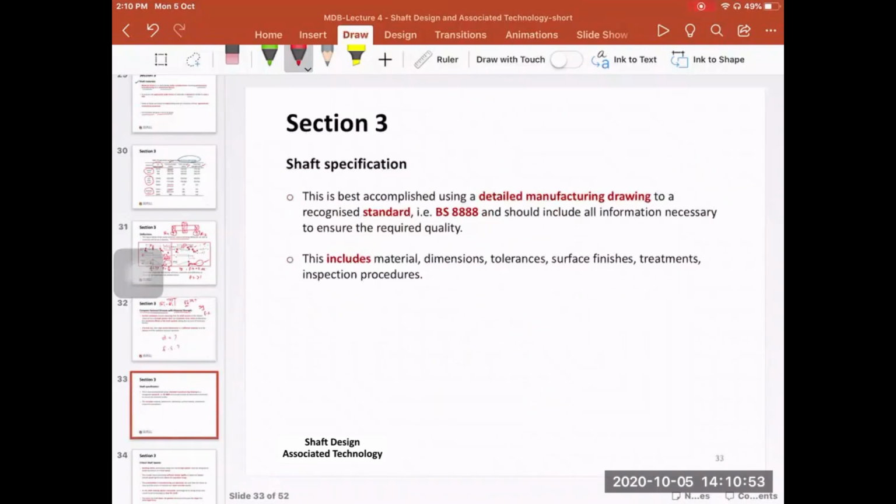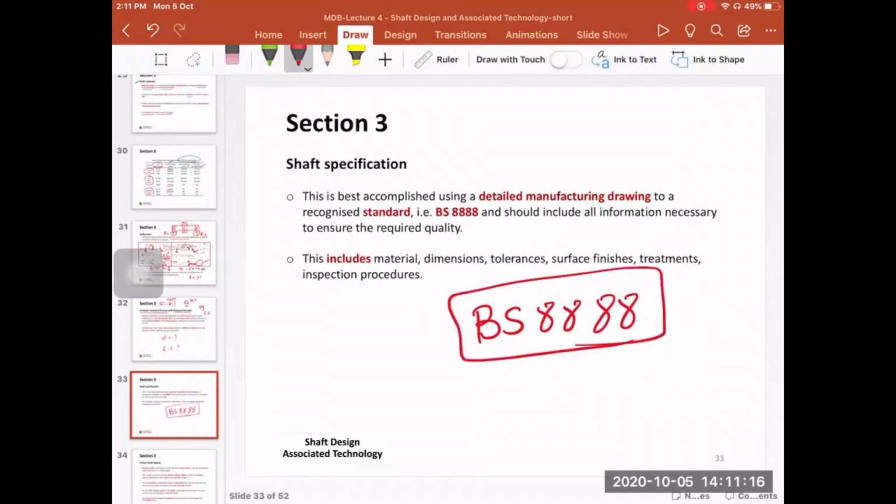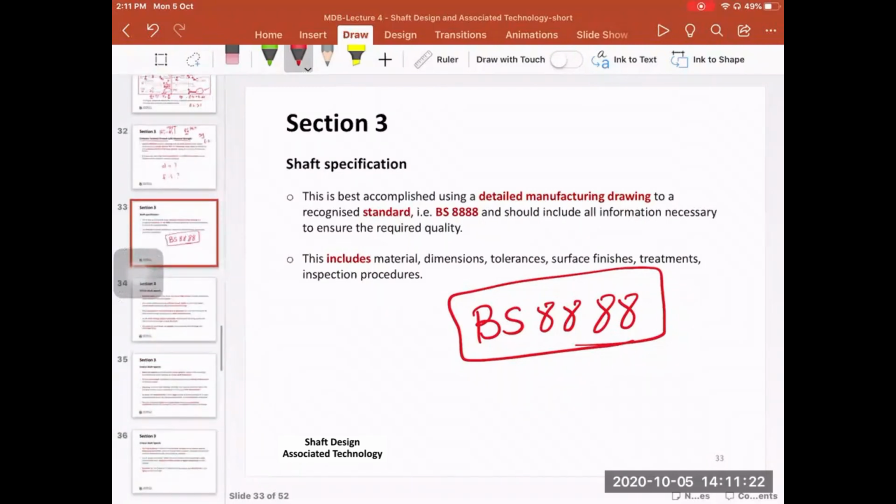So for the shaft specifications, eventually you are going to provide us with some engineering drawings for the shaft, for the bearings, for the gears, for all the other components. So we are using the British standard. It's called BS 8888. This is the standard that we are going to use for engineering drawing, either for the shaft or for any other component.